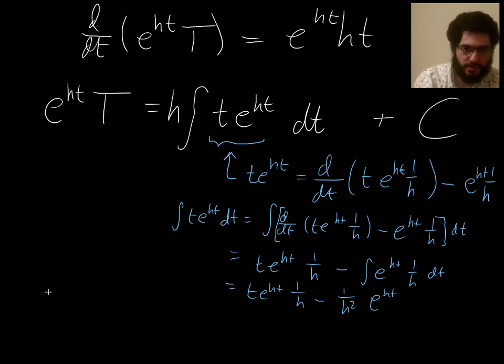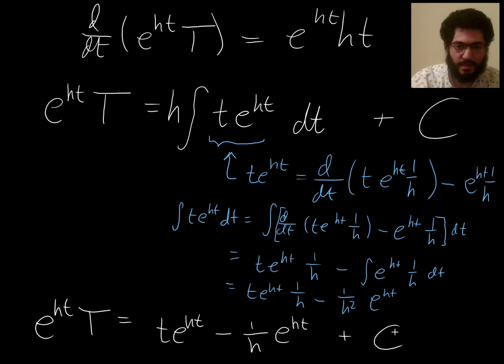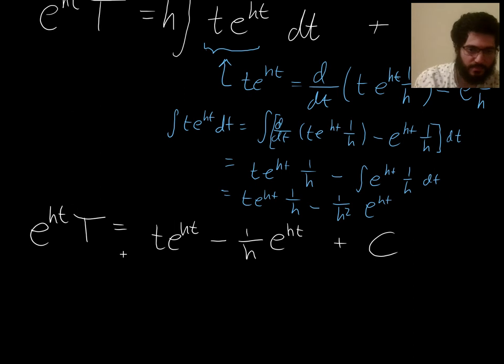Okay, now I can continue the calculation from the beginning. So e to the ht capital T equals, and then I had an h here multiplied by this integral. So that's going to cancel some of the h's in the denominators here. So I get t e to the ht, and that h is gone, minus, and then 1 over h rather than 1 over h squared, e to the ht. Of course, and plus c. And it's important to keep that c there before we multiply by e to the minus ht to isolate capital T, because that's where all the time dependence shows up.